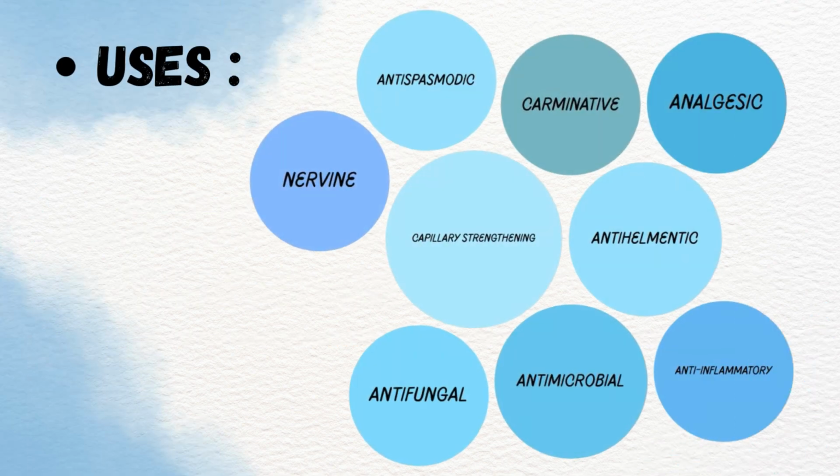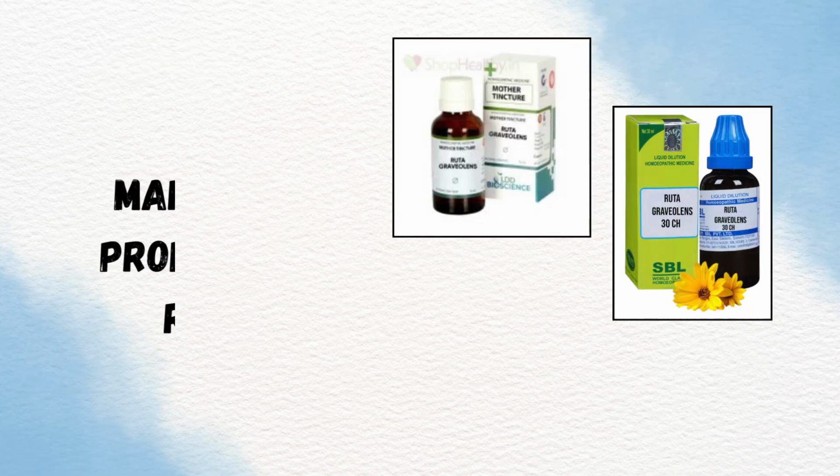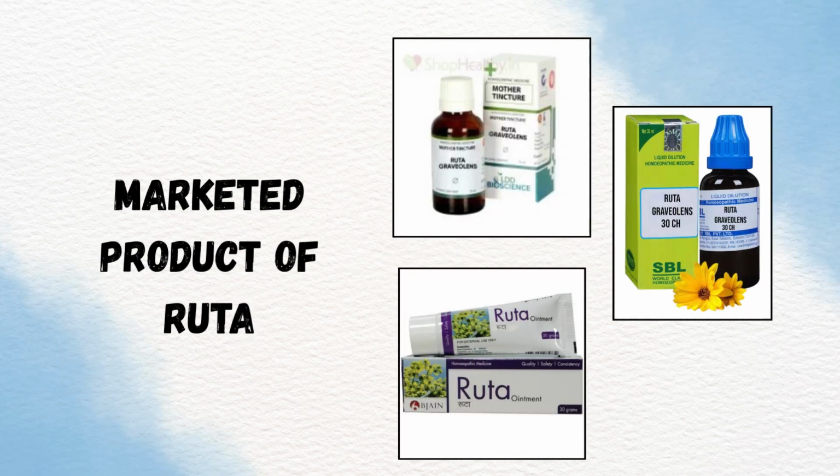Uses of RUTA. It is used as nervine, antispasmodic, carminative, analgesic, capillary strengthening, antihelminthic, antifungal, antimicrobial and anti-inflammatory. Here are some marketed products of RUTA.